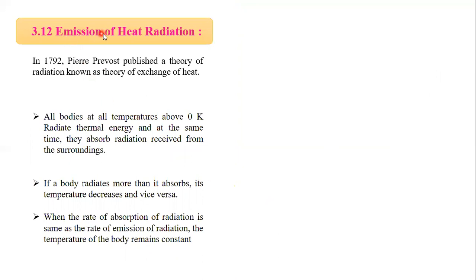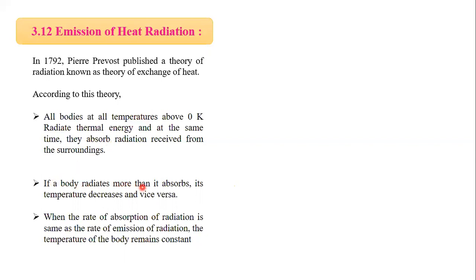Now, next article, emission of heat radiation. In 1792, Prevost published a theory of radiation known as the theory of exchange of heat. So let me learn some important points about this. According to this theory, all bodies at all temperatures above 0 Kelvin radiate thermal energy. Means all bodies radiate energy. At the same time, they absorb energy. Means not only do they radiate, they absorb also simultaneously.